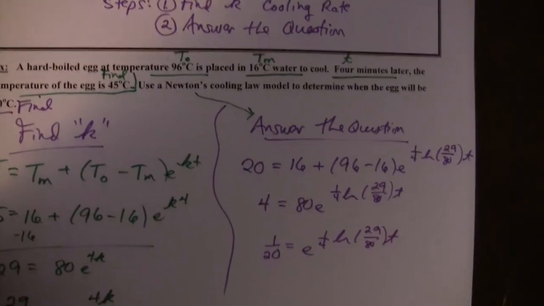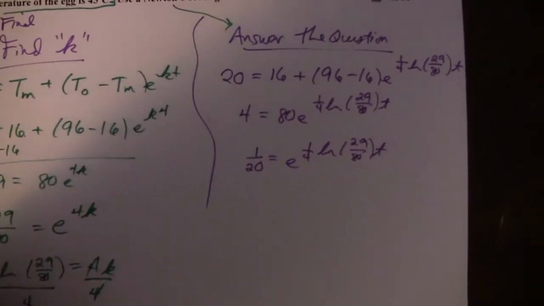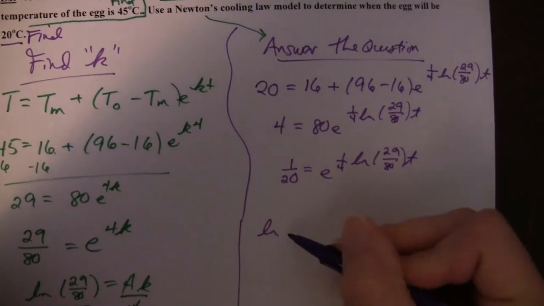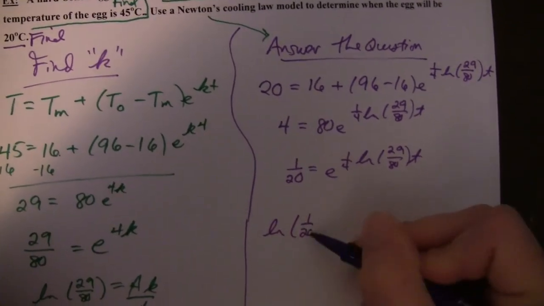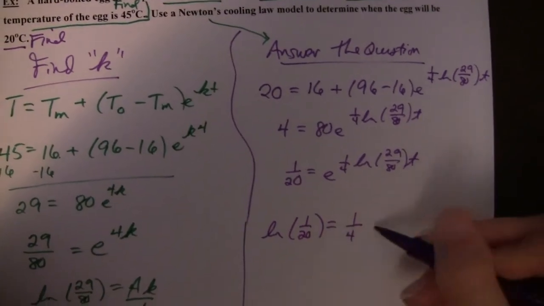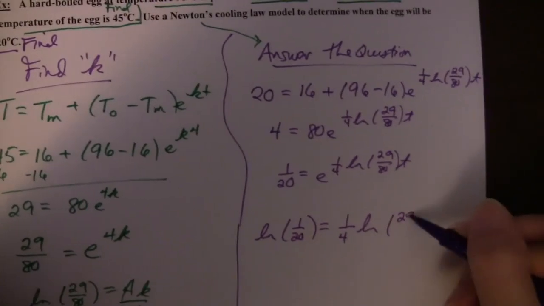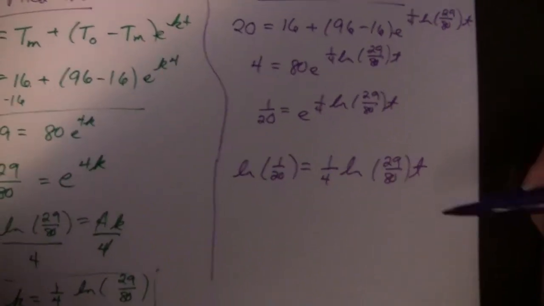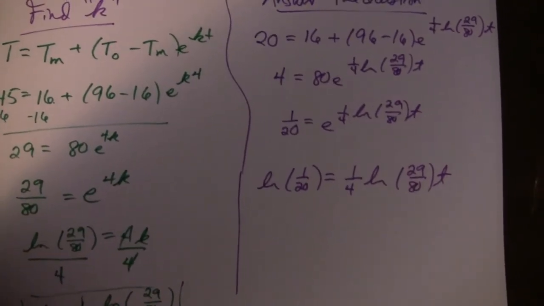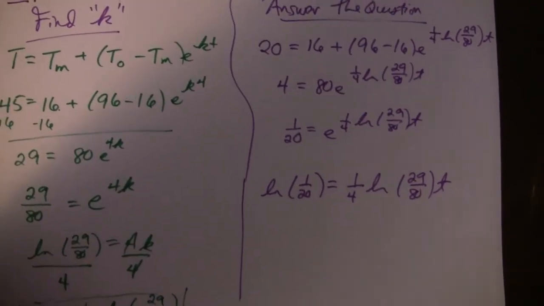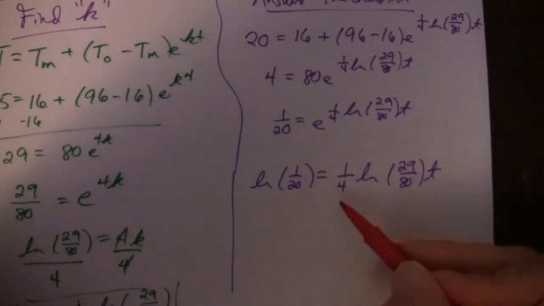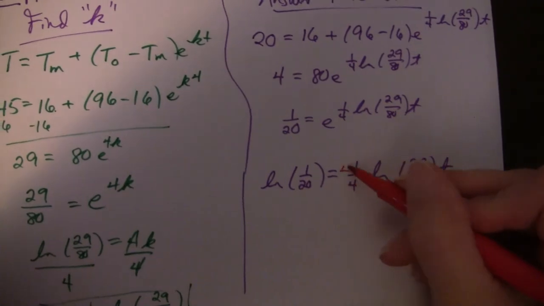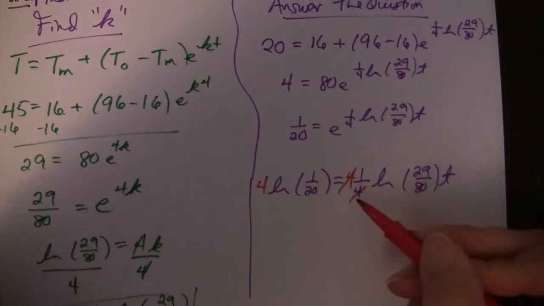I think that's as far as we can go with baby algebra, so now we have to use logs. Let's use a natural log. Natural log of 1/20th equals 1/4 natural log of 29/80ths t. Try to make everything fractions and don't type anything until the very end so it's as accurate as possible. Okay, does anyone remember how to get rid of this 1/4? Just like type 2. Yeah, let's multiply both sides by 4.